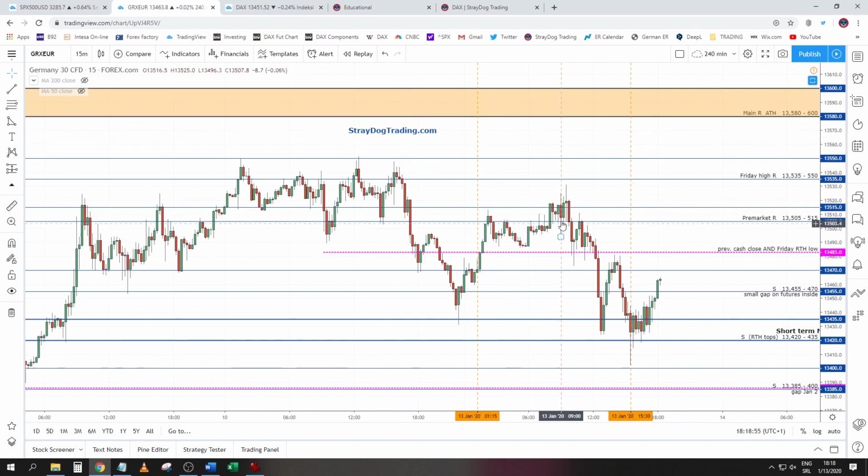And then we had an open here around our pre-market resistance zone. Previous cash close was also to the point Friday RTH low level. That means we have a confluence here between two reference points, so that means only that buyers are likely to react there on the first test, and they did. It wasn't really a monster move, but it was a move good enough for you to take it as a scalp trade or to close your shorts from above.